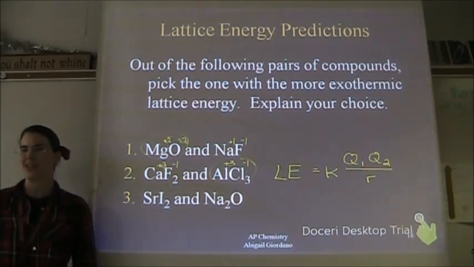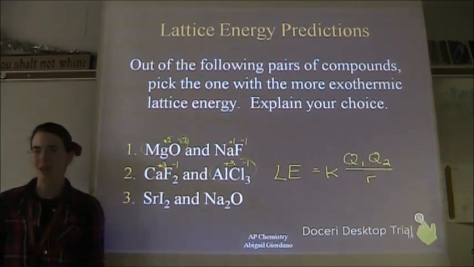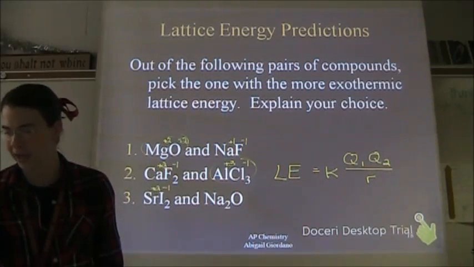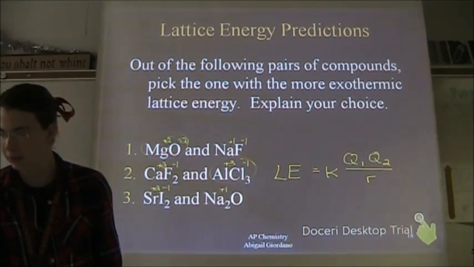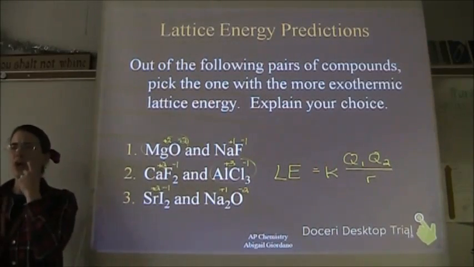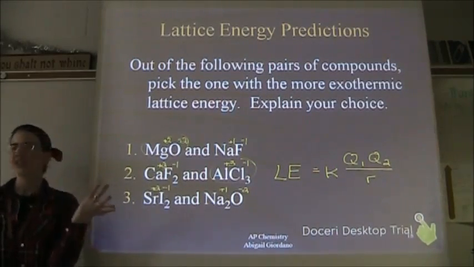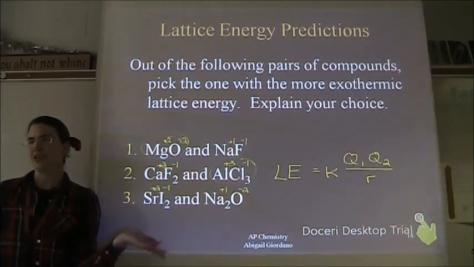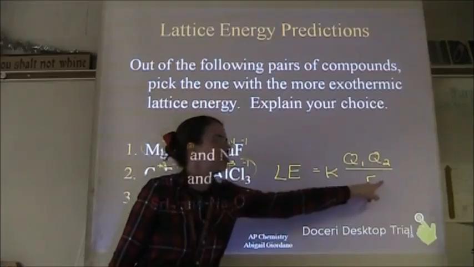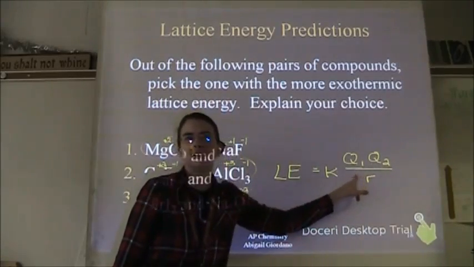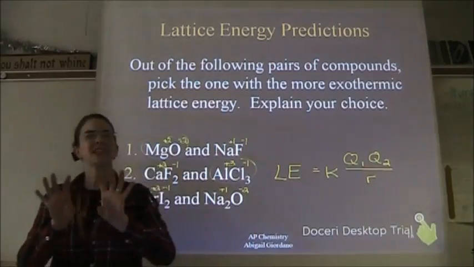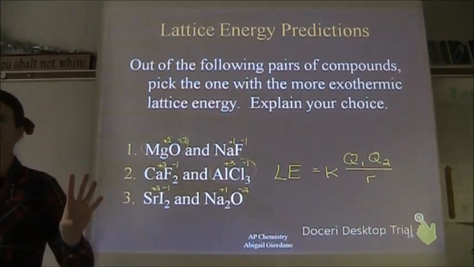Now, why did I say be careful with number 3? Number 3 is tricky. They have the same charges. +2 and -1. +1, -2. And so you might be thinking, well, then they must have the same lattice energy. No, they don't. Do you remember what this was in that equation last slide? What did this represent? The distance between the ions.